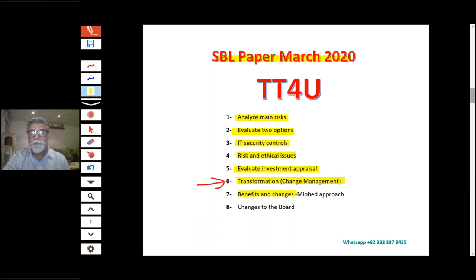Also this one, benefits and challenges of the Myobed approach. A lot of students fainted in this one. And then changes to the board of directors. A lot of students were not able to reach this part because they were dead. They fainted in these two questions. So a good variety. And on the face of it, it does not look difficult to me.